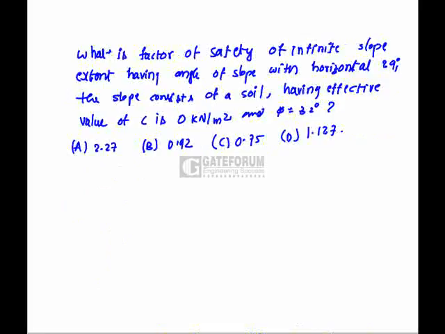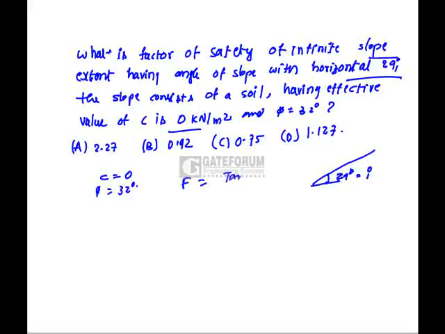We have to find out the factor of safety of an infinite slope having a slope angle with the horizontal. The slope angle with the horizontal is given as 29 degrees. Let me say it as i. And the slope consists of a soil having an effective value of c. c is given as 0 and phi is given as 32. So the factor of safety F is equal to tan phi by tan i. That is equal to tan 32 degrees divided by tan 29 degrees, that is equal to 1.127. So option D is correct.